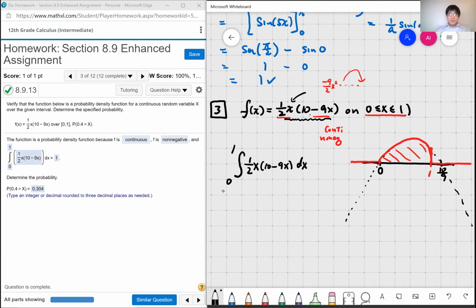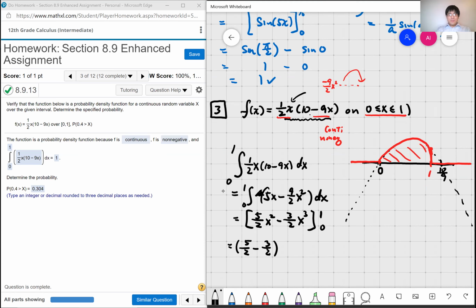Since this is a very easy expression to expand and integrate, let's expand it. It's going to be the integral of 5x minus 9 over 2 x squared dx. After the integral, it's going to be 5 over 2 x squared minus 3 over 2 x cubed. Plug in 1, we get 5 over 2 minus 3 over 2, minus the value at 0, so 0 minus 0. That is equal to 1. Well done. So the area is equal to 1, non-negative, continuous. So this is a probability density function.